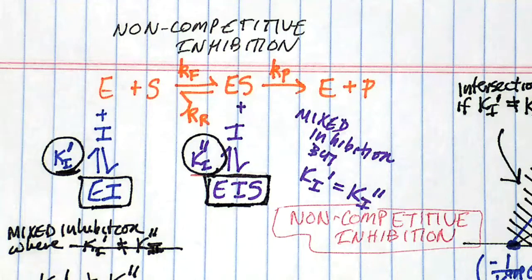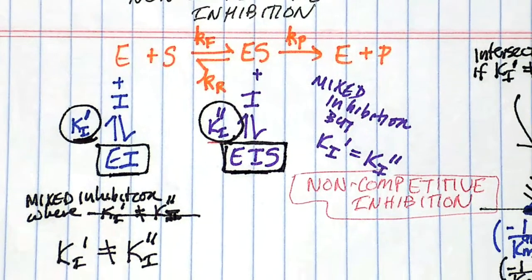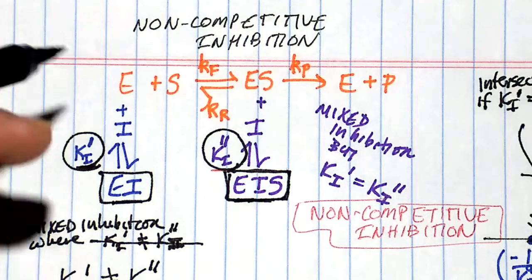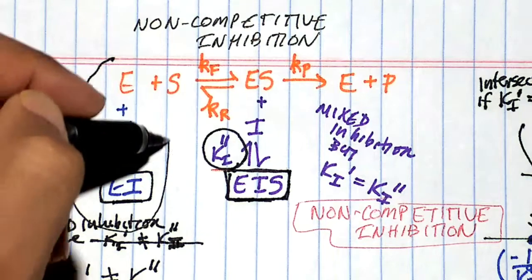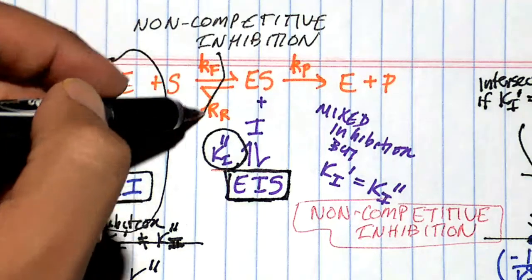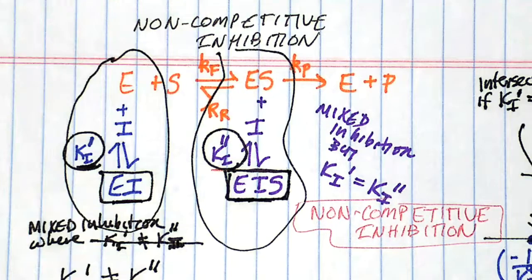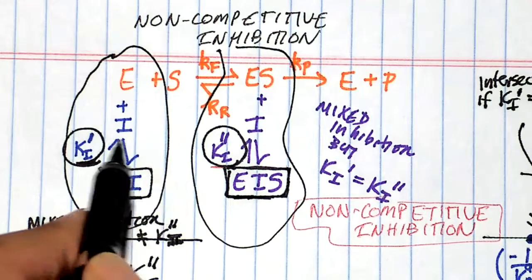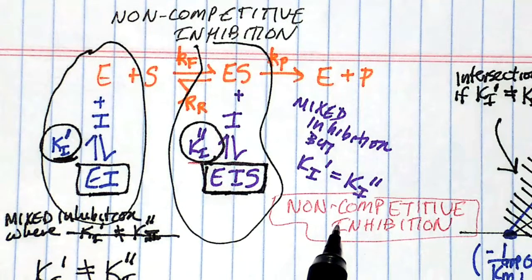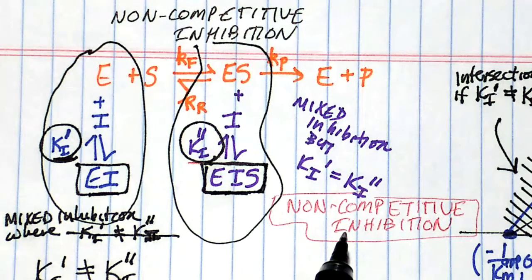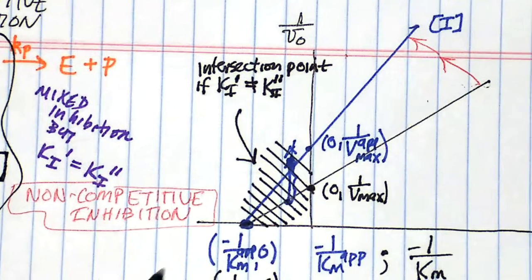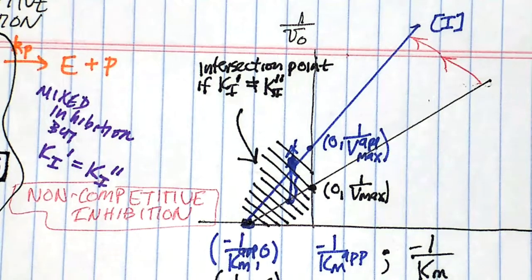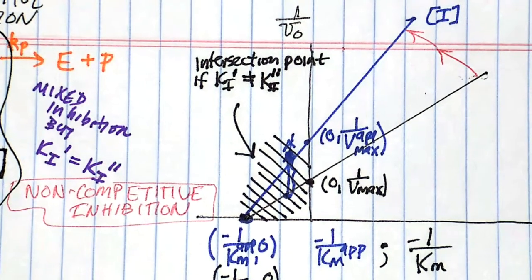All right, so you can see it's very confusing and can get complicated because the mixed inhibitor has both competitive properties and uncompetitive properties. But you can see how easy it is if we equate these dissociation constants and get pure non-competitive inhibition, then you just have the situation as depicted here, okay, where they intersect simply at the x-axis.